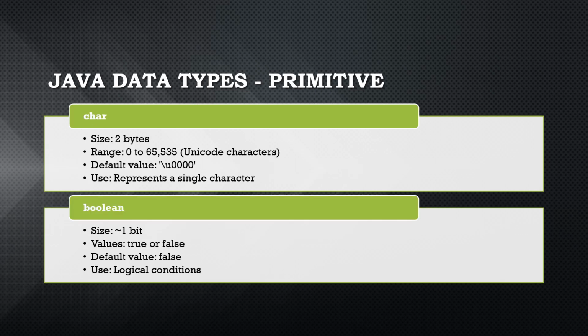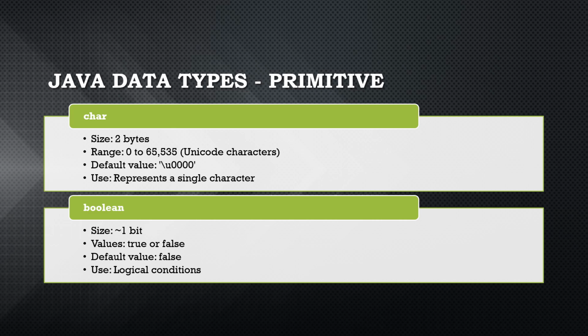Let's explore the last 2 Java primitive data types. First, we have char, which takes up 2 bytes of memory and can represent any Unicode character in the range of 0 to 65,535. It's used for storing individual characters, such as letters, digits, or symbols. For example, if you're building a text processing application, char helps in handling single characters. Its default value is \u0000, which corresponds to the null character.